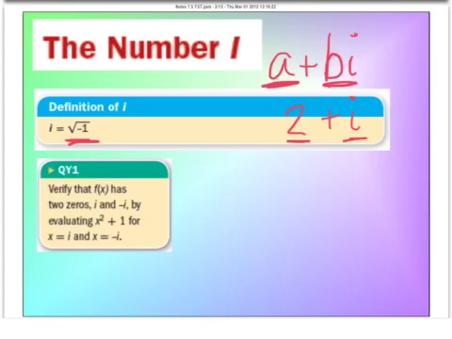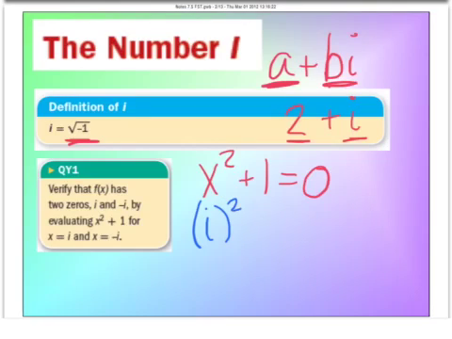This first question here, they want us to verify that f of x has 2 zeros, i and negative i, by evaluating x squared plus 1 for x equals i and for x equals negative i. So they're saying x squared plus 1 has 2 zeros. They're saying that the first zero is i. So if I put i in as a solution to see what I get, will it equal 0 on this side? i squared is what this becomes, plus 1.